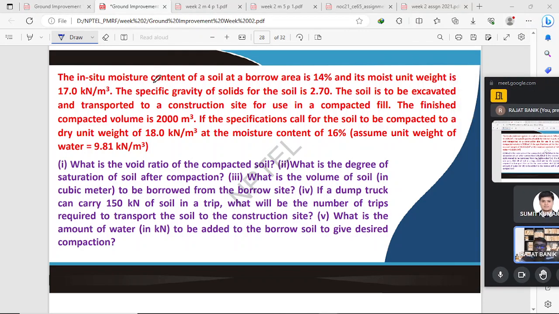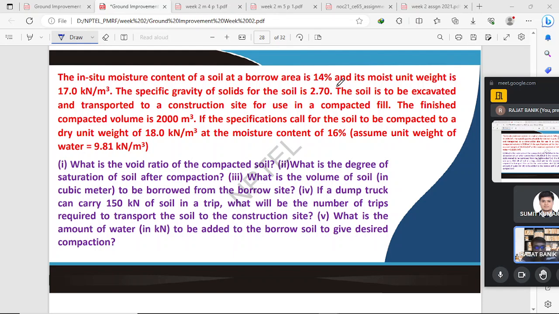The in situ moisture content of a soil at a borrow area is 14% and its moist unit weight, that means the bulk unit weight, is 17 kilonewton per meter cube. The specific gravity of the soil solids is given as 2.7. Then the soil is excavated from the borrow pit, transported to the construction site and compacted in the field. The compacted volume is 2000 meter cube.